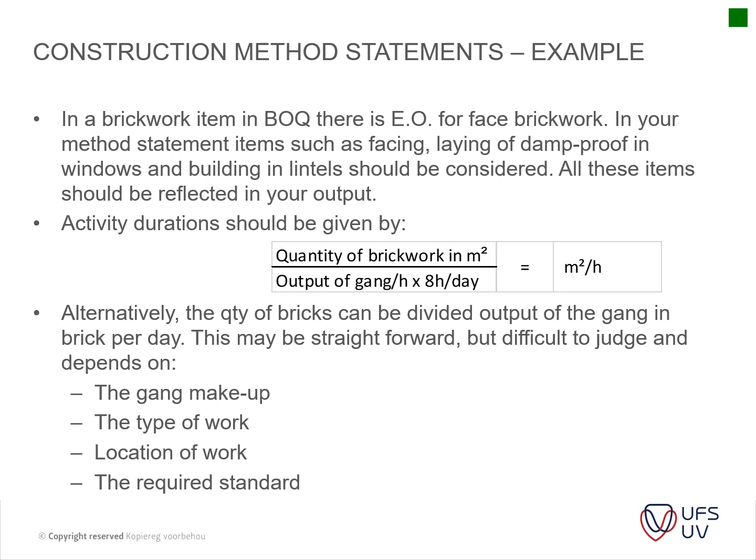Okay, then your activity durations. This is important for me. It will assist you guys in explaining what your activity durations are, but it's fairly straightforward. It's your quantity of brickwork in square meters and your output of the gang per hour and 8 hours per day. So you are basically getting to a square meter rate per hour.